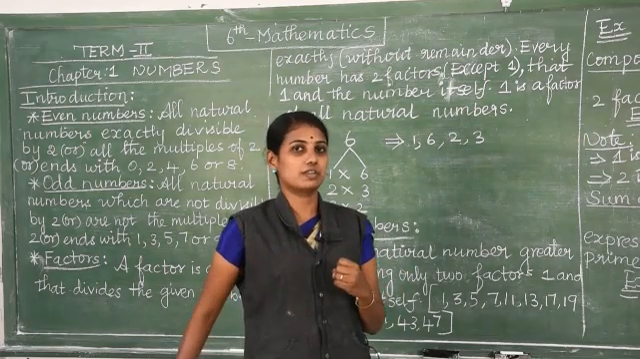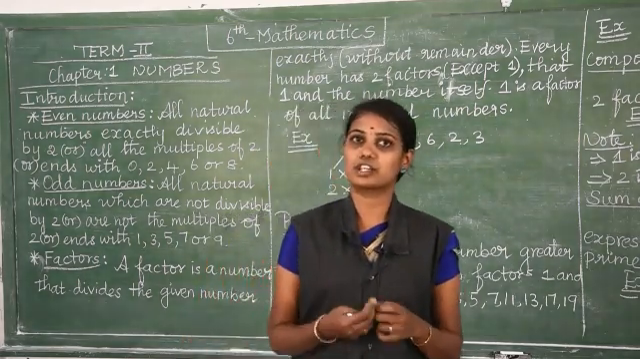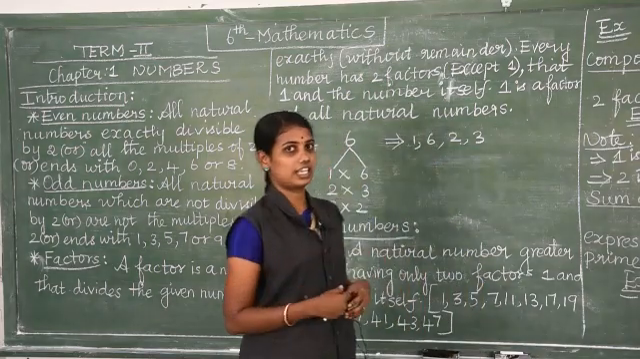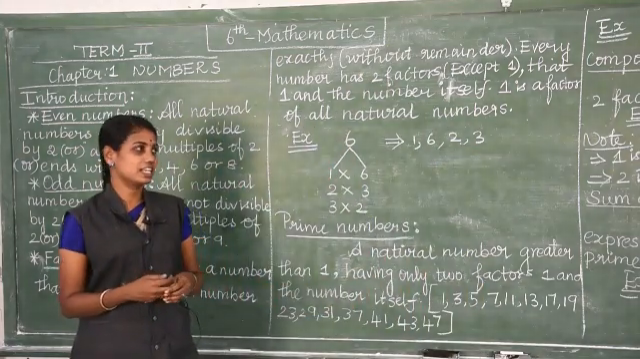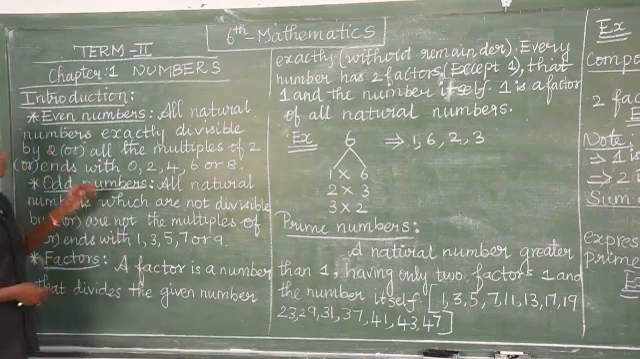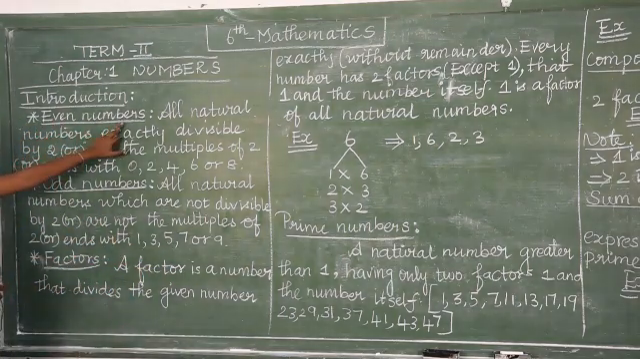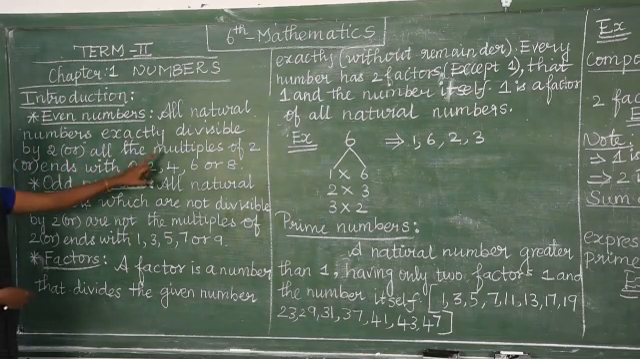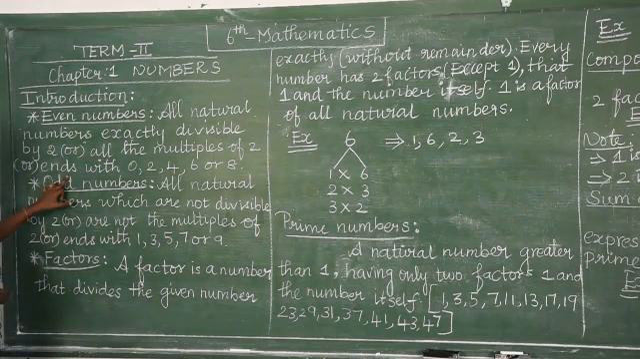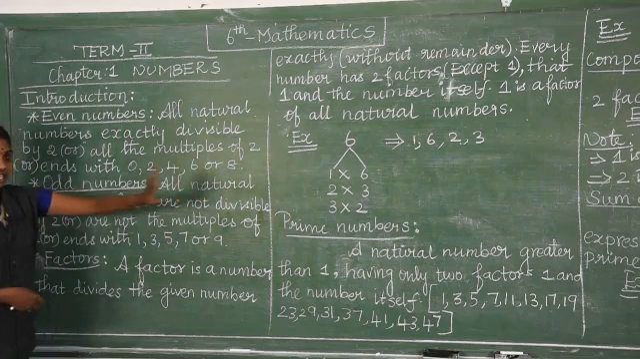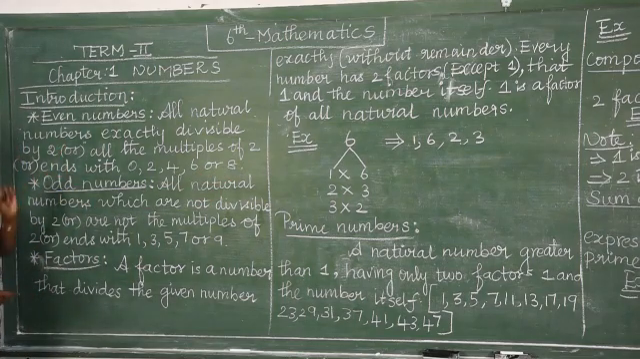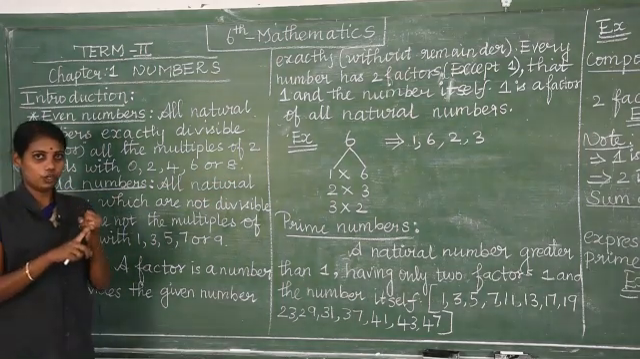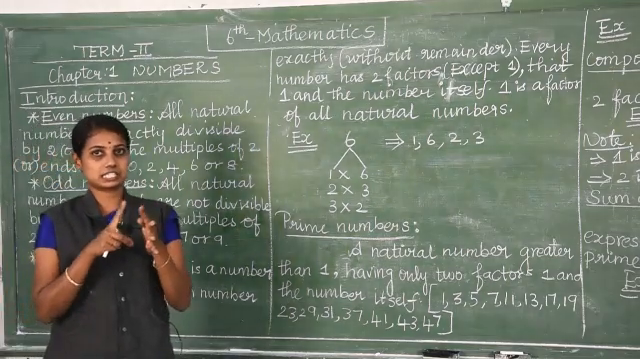Okay, now listen to me. Odd numbers and even numbers you already learned in the 5th standard. Once again I recall odd numbers and even numbers. First we are going to see even numbers. All natural numbers exactly divisible by 2, or all the multiples of 2, or numbers that end with 0, 2, 4, 6 or 8.